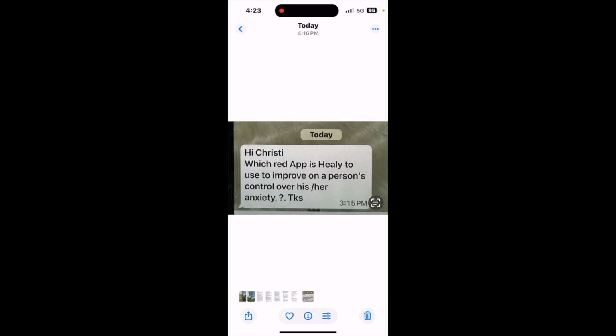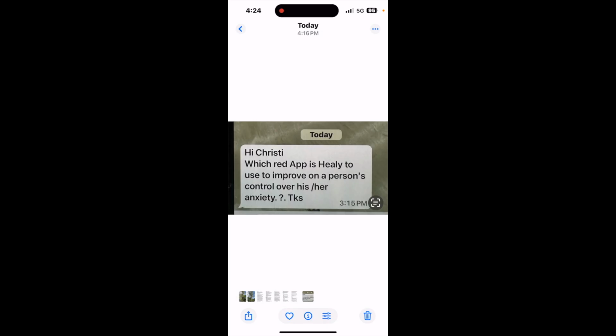Today we have this particular question here. Which RATE app program in Healy can we use to improve a person's control over anxiety? Okay, anxiety, two types. One is acute and the other one is chronic. Acute means, which program do we use when the person is going through anxiety? And then the second one, that means in the long term, how do we help this person who constantly gets anxiety or panic attacks?